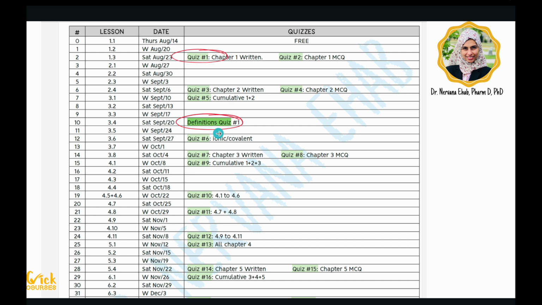I will also give you definitions quizzes. I'll give you 4 of them. So definitions quiz 1 is like a third of the definitions. Number 2 is another third. Number 3 is another third. And then definitions quiz number 4, I have all the definitions for you.